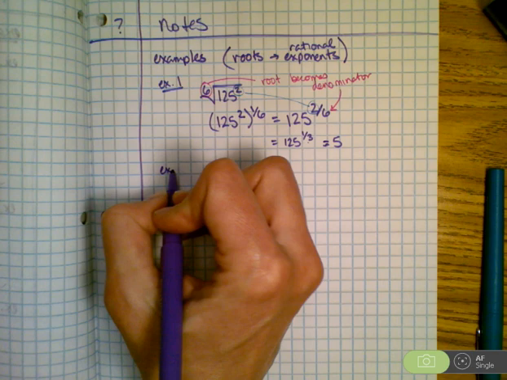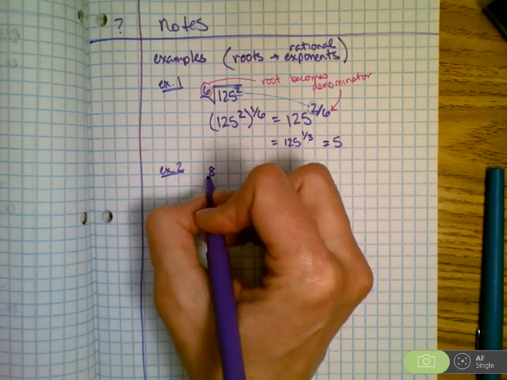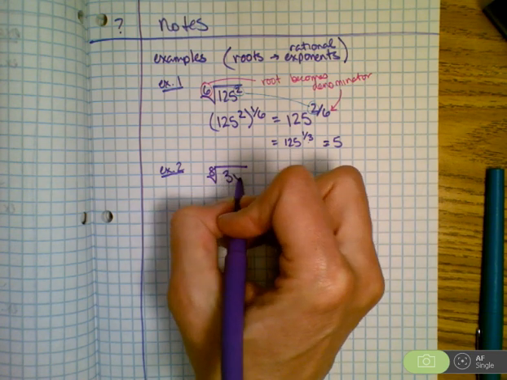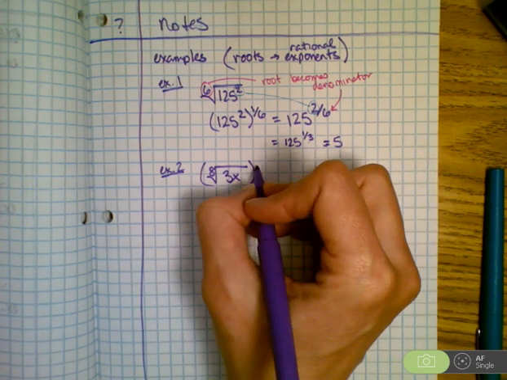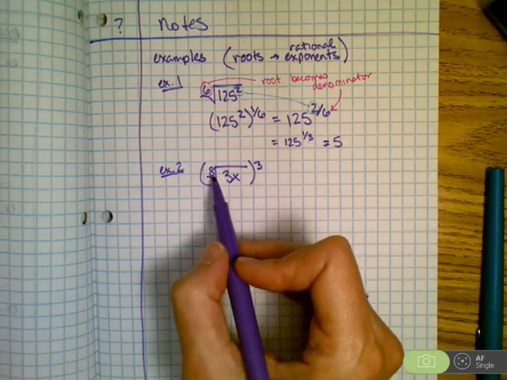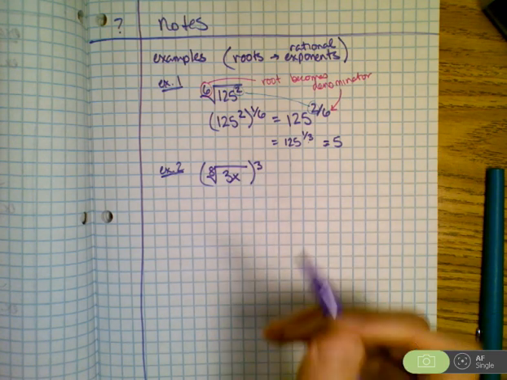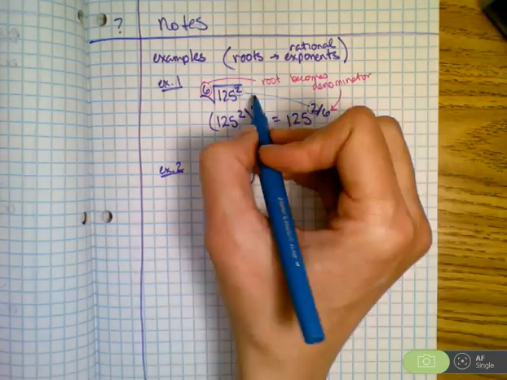Example 2. Again, we'll go straight into variables because I think these are more interesting when you have variables. So the 8th root of 3x all to the power of 3. So we look at this and we say, okay, the 3 is on the outside this time, but that doesn't matter. That still is going to be my numerator. I should write that up here.